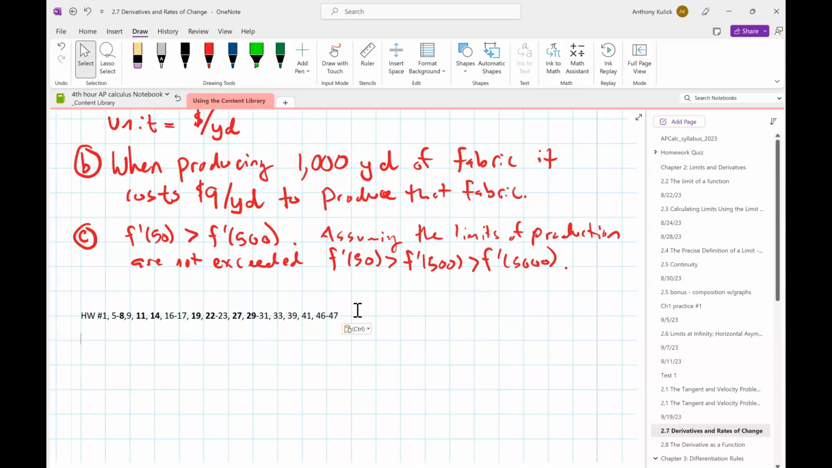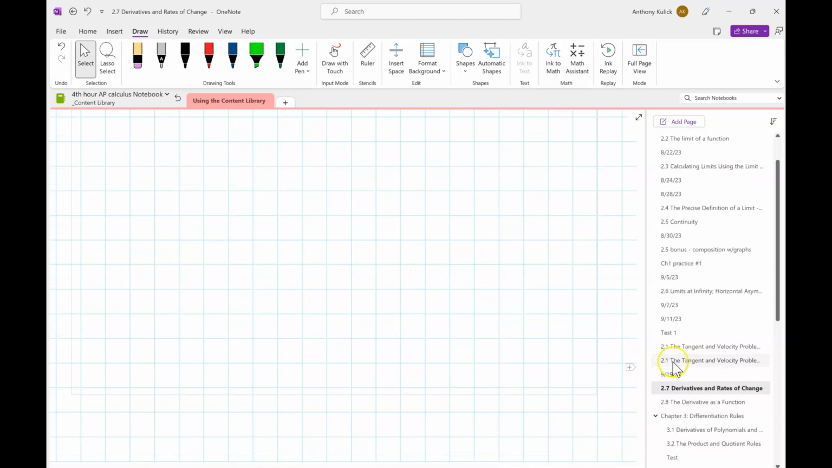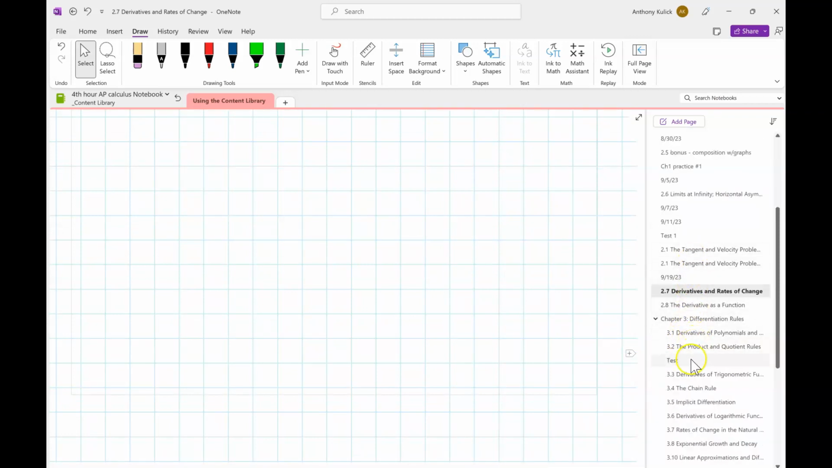Chanel? So is this next test only on 2.1, 2.7, 2.8? No. If you look from test 1 to test 2, we have 2.1, 2.7, 2.8, and 3.1 and 3.2. Oh, so it's like the last chapter. We have like 5 or 6 sections. Yeah, that's kind of how I tried to group, 5 or 6 sections together that make sense. That's not too much stuff to make a test.